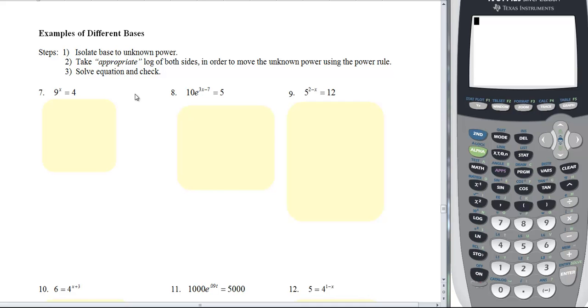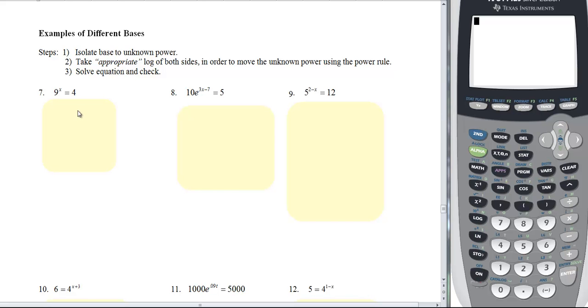Now once that occurs, then we're going to take the quote-unquote appropriate log of both sides in order to move the unknown power using the power rule. Now our choices are log and ln. If I have a base that's 10, I'll always use log. But if I don't, I always use ln personally because I can write it faster. That's my only reason. And another reason in just a second. And then we have to solve our equation and check.